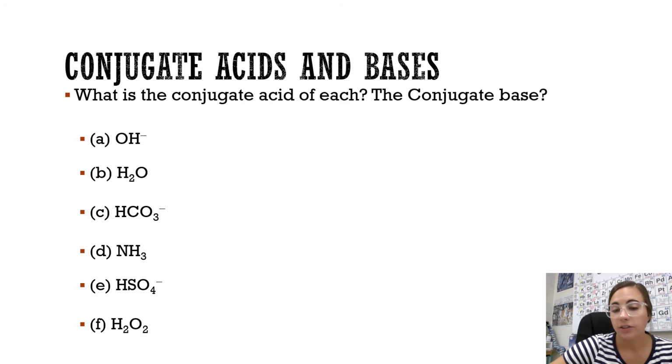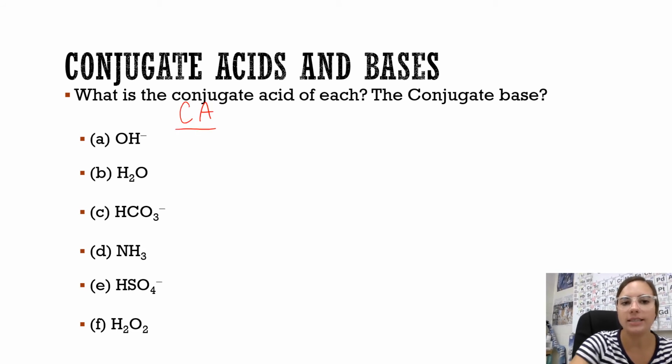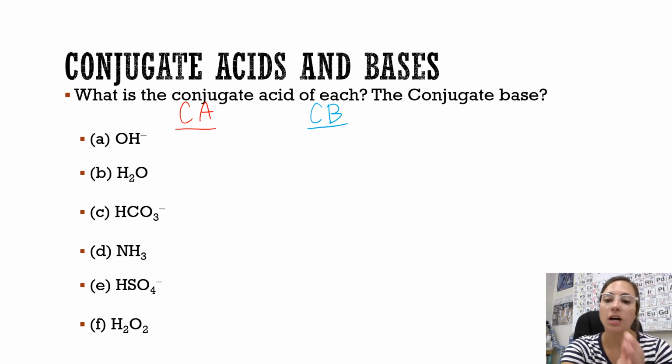So you may be asked just to say, what is the conjugate acid or the conjugate base of something? All of these listed here are called amphiprotic species, like we just talked about. They can be both. So what I'm going to do first is write the conjugate acid of each of them, and then I'm going to go back and write the conjugate base. So if you want to try this on your own, pause, do it on your own sheet of paper, and then resume.